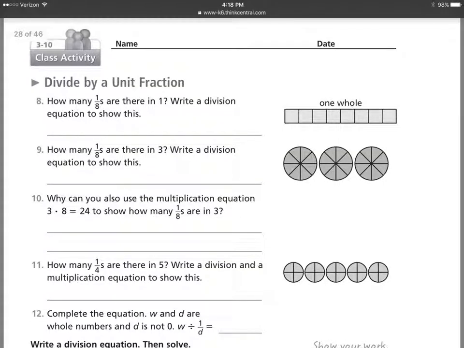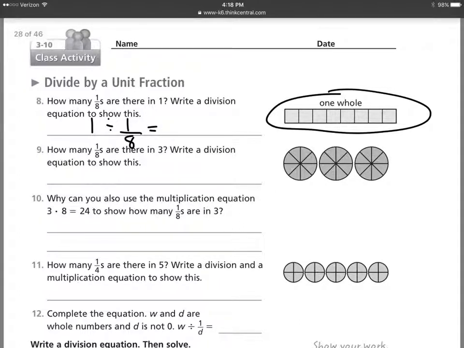We're on page 92 of your workbook now, and on number 8, they're asking how many 8s, ironically, are there in 1. This is a really simple problem, actually. We have one whole here. So we have 1, and we're going to divide it into 8s. Wonder how many 8s we can get out of a whole. So we just write the expression 1 divided by an 8th.